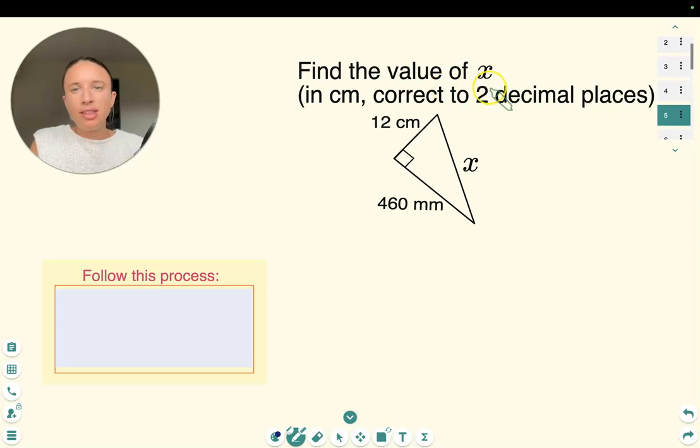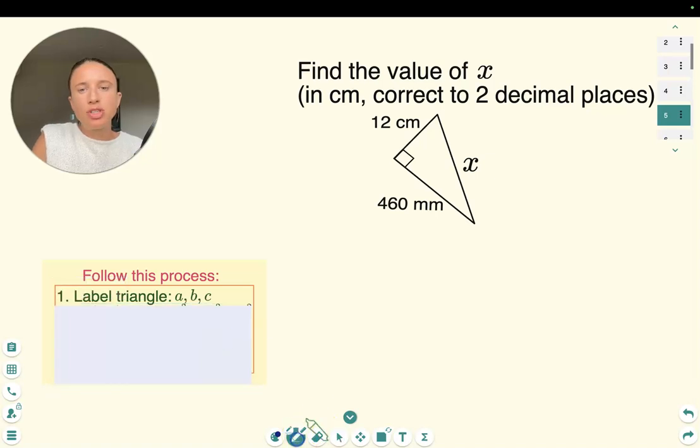Now, this one, find the value of x. What do you remember about this process? What was step 1? Okay, step 1, label the triangle.